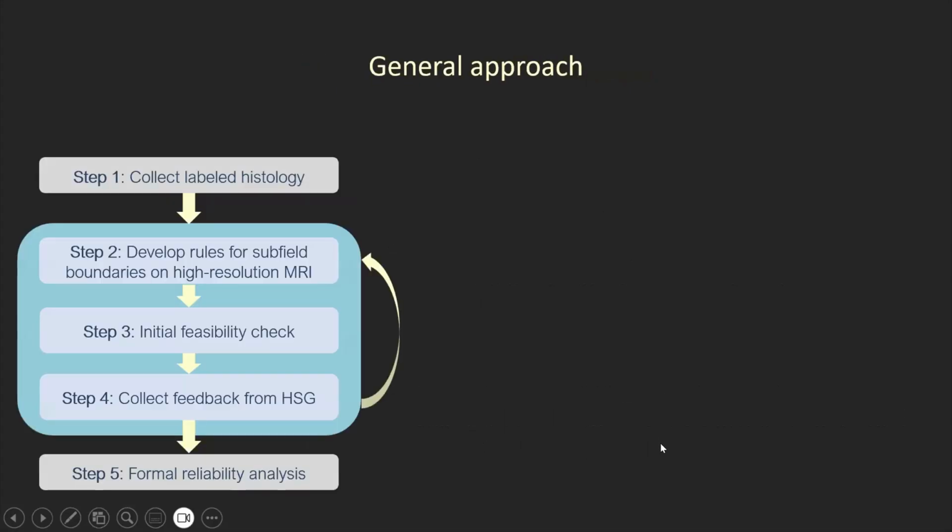I won't have time to go into all the details and all the results, but I want to highlight our general approach. Our general approach starts with collecting labeled histology. The reason we do this is because anatomical references have been showing different findings, different places where borders between regions are located, and we wanted to get to the bottom of this.